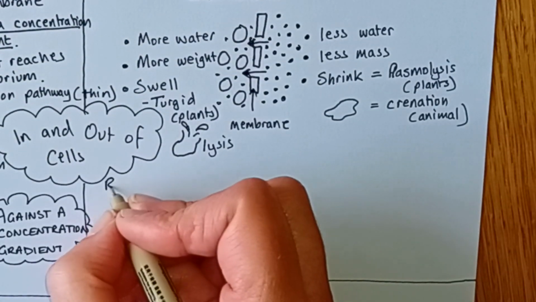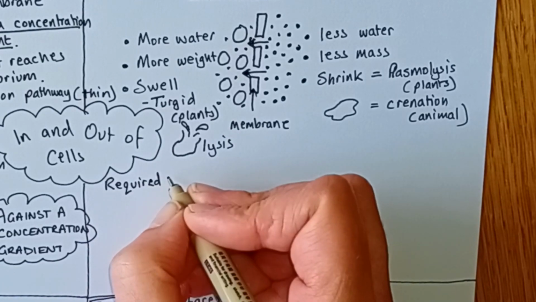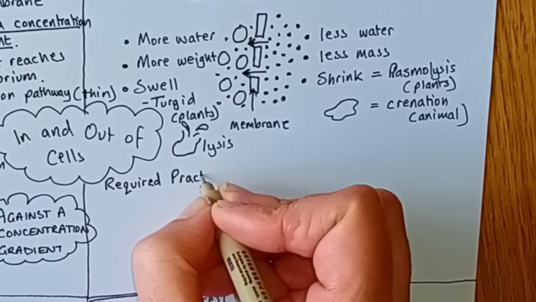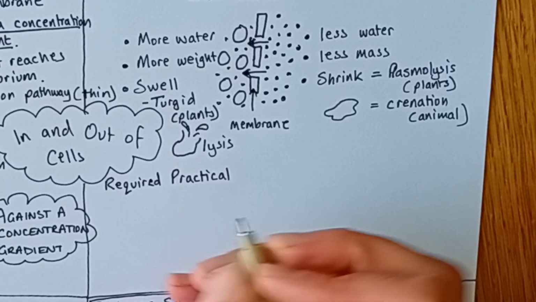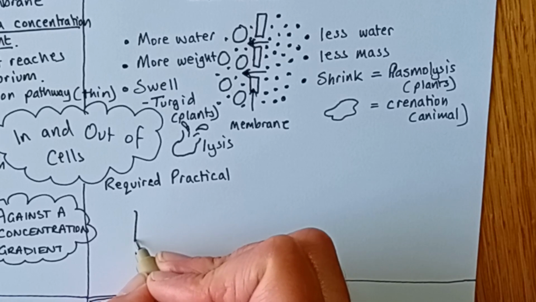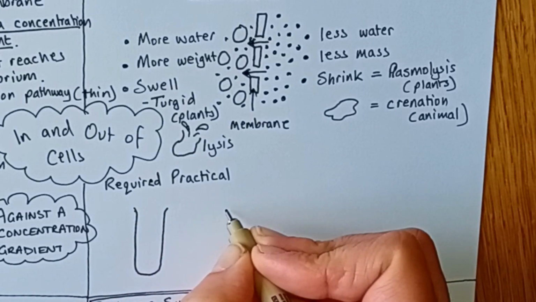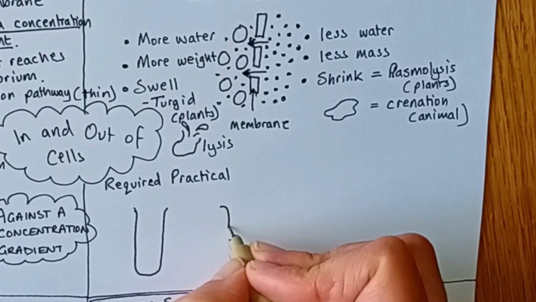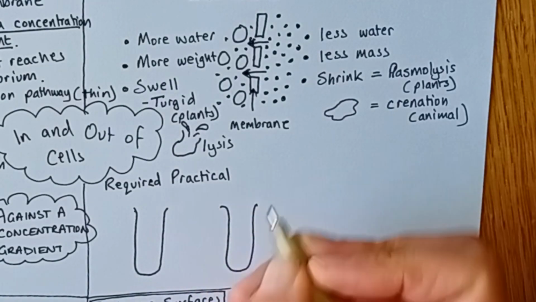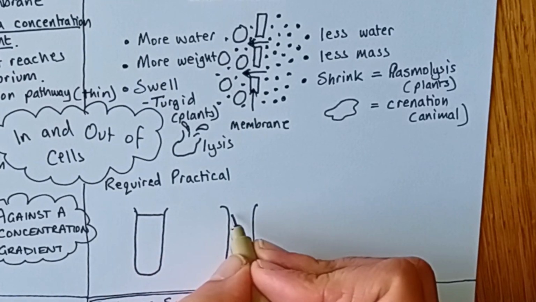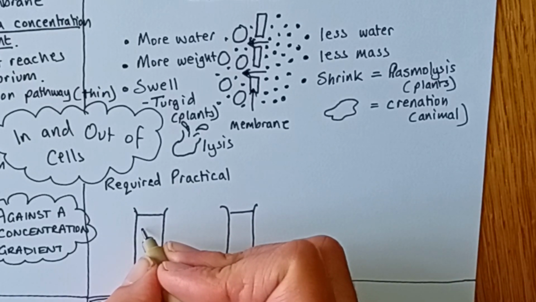Now, the required practical was the one that looked at potato chips. So you would have got a series of 5 tubes. I'm just going to draw 2 here. And so you've got boiling tubes, you'd have filled them up with the fluid, and you'd have put a piece of potato in each.